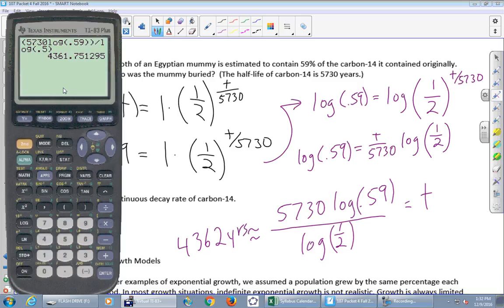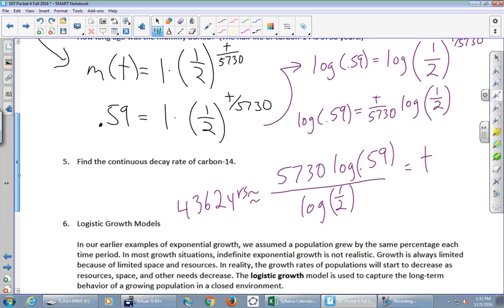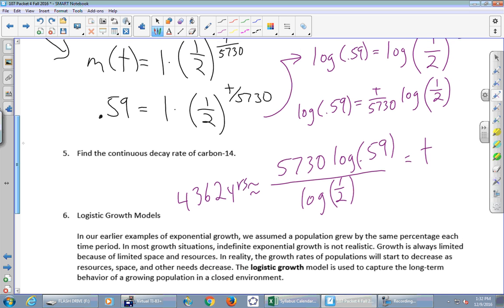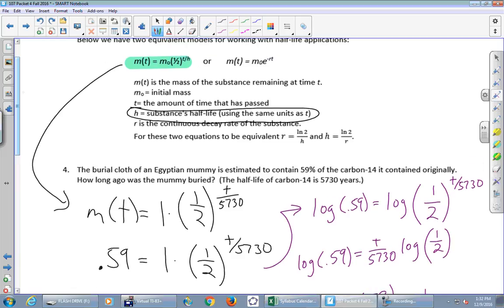Okay, one more question here about the mummy. It says, find the continuous decay rate. You guys remember continuous means what magic letter? E. So the word continuous says there's an E thing happening. So up at the top of this page, we didn't talk about it, but up here in green is the E version of the formula. And there's a letter R, which we have not seen in here, but there it is. Turns out to be ln of 2 divided by h, same h as before. So all we have to do is crunch through that magic formula, and we will have our answer.